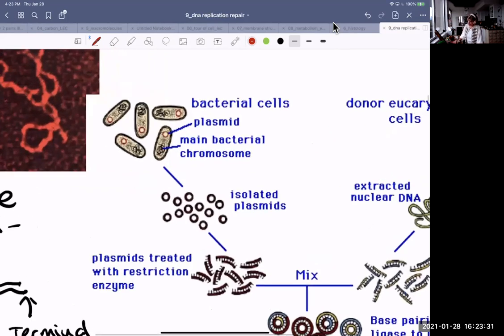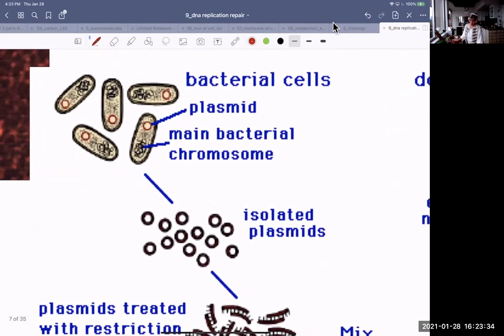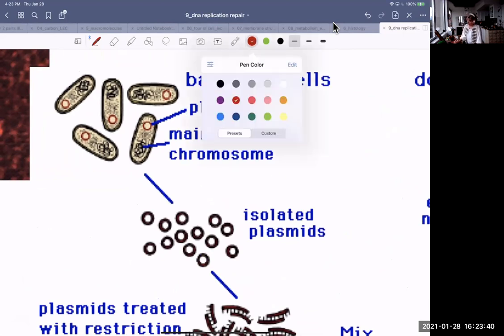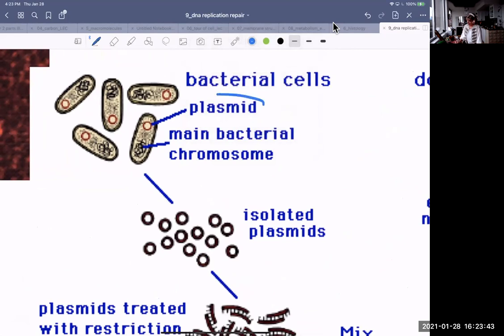So bacteria also have something called episomes, extra chromosomal elements, and they're called plasmids. So in this case, these are the plasmids here. That's a plasmid. And that is circular DNA. And it turns out to be quite handy.